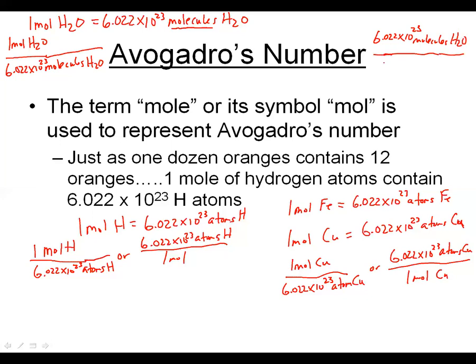So 6.022 times 10 to the 23 molecules of water in 1 mole of water. You could do that for any other type of molecule as well. If you had 1 mole of CH4, which is methane, it would also contain 6.022 times 10 to the 23 molecules of CH4. Again, from that, you could get your 2 conversion factors that you could write for that as well.